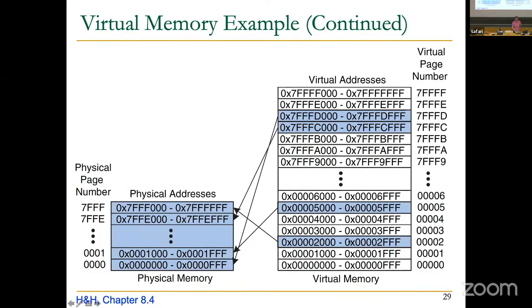This is what your virtual memory looks like. This is what your physical memory looks like. The blue pages are actually present in physical memory. And we're looking at the granularity of virtual pages and physical pages, as you can see. This, for example, shows that virtual page 2 is mapped to physical page 7FFF. And clearly, physical memory is smaller.